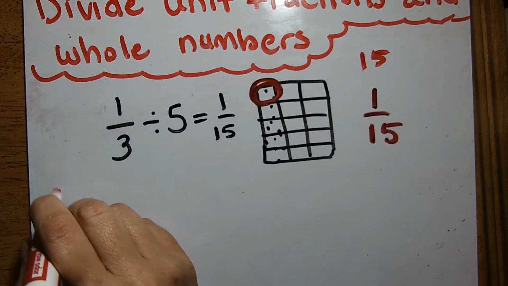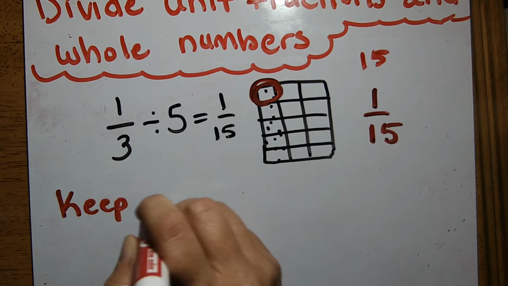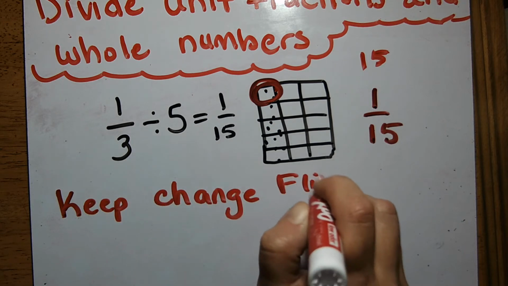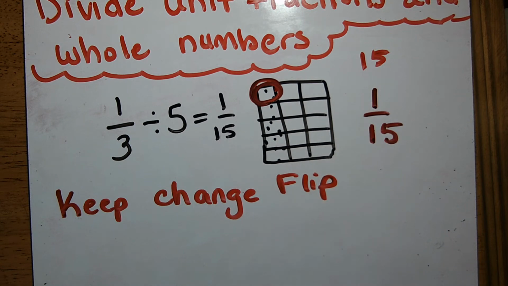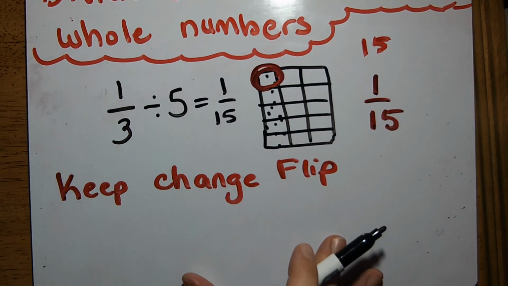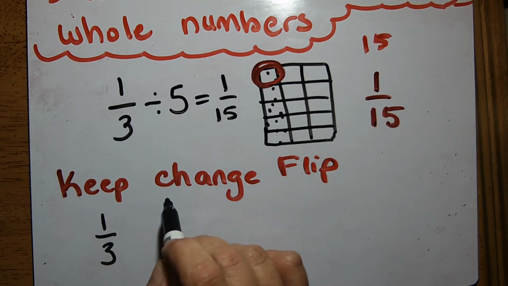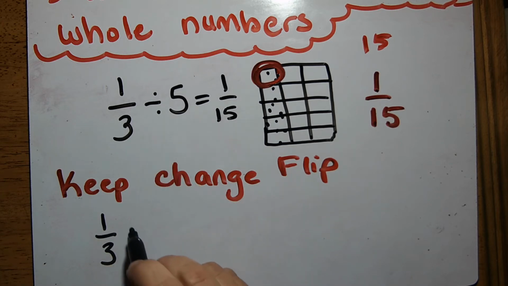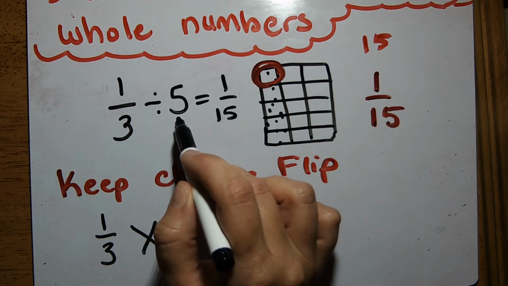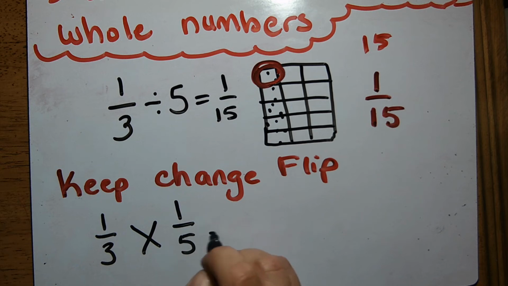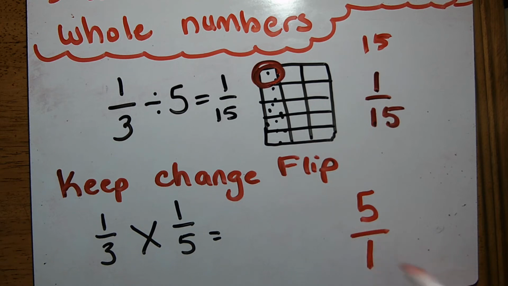We could use the keep, change, flip. And what I mean by that is that I'm going to keep my 1/3. I'm going to change my division sign to multiplication, and I'm going to flip my whole number, which would be 1/5. Now remember, when I have a whole number, I always have my imaginary 1 underneath the number.